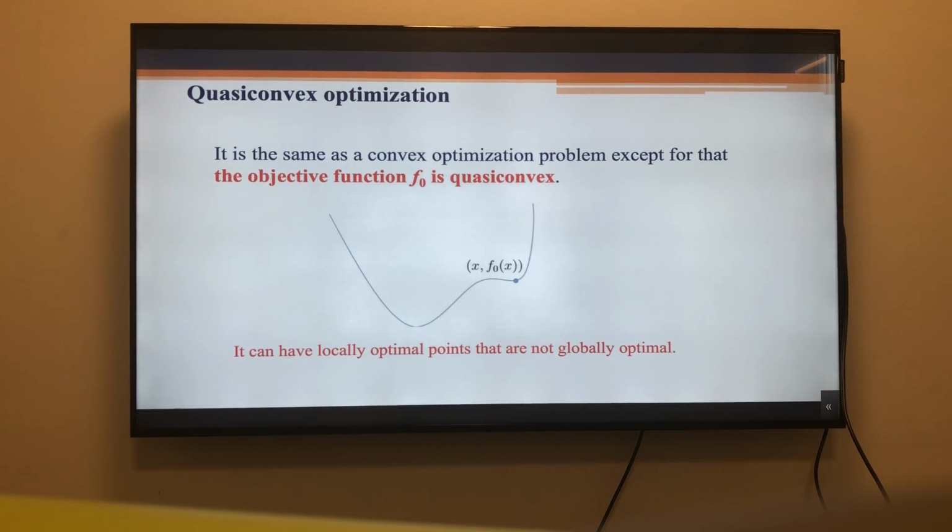This is a quasi-convex optimization. The difference between convex optimization and quasi-convex optimization is that the objective function f0 is quasi-convex, and for this optimization problem, there can be local optima that are not global.